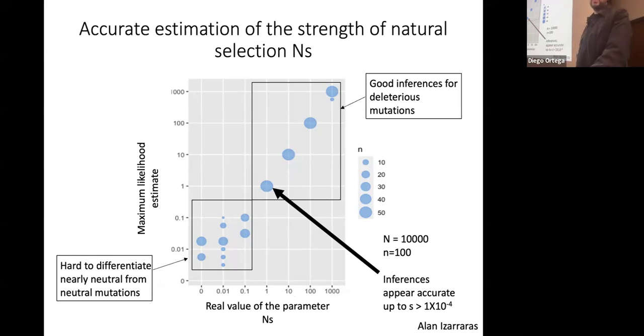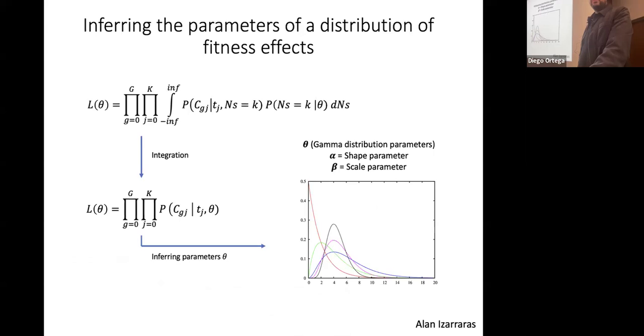So that's where we're currently at. And then over in the past slide, I showed you how we can do that for one particular point selection coefficient, but you can also do the same to infer parameters of a distribution of fitness effects.